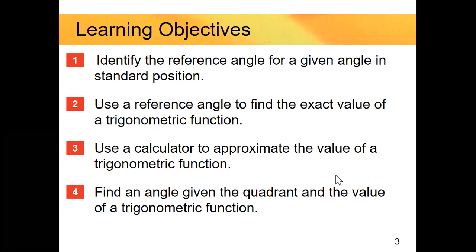All right, so let's go with a few things here. There are 4 things we need to do. Figure out what in the world a reference angle is to begin with. Use those to find the exact trig functions. Use our calculator sometimes. And then figure out which quadrant we're in and the value.